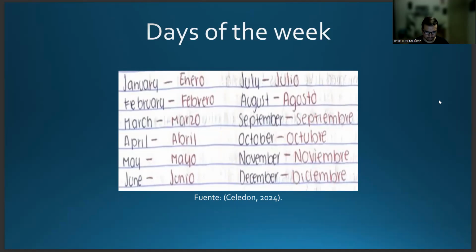In this case, also we have the months. We have January, enero, February, febrero, March, marzo, April, abril, mayo, May, junio, June, julio, July, agosto, August, septiembre, September, octubre, October, November, Noviembre, diciembre, December.